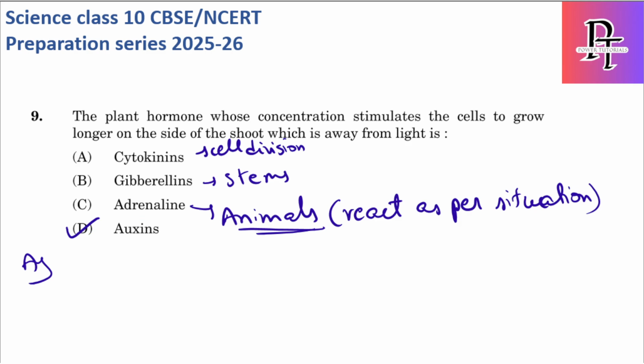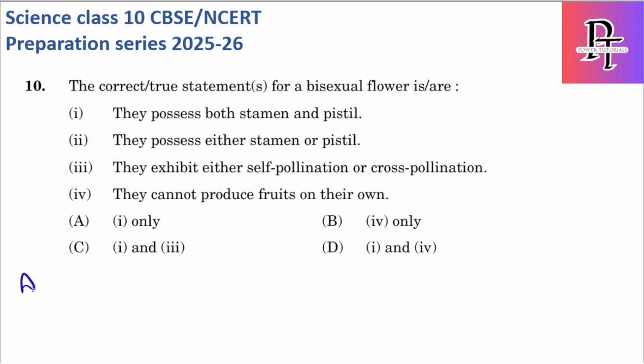Okay. Next, move to the 10th one. Choose the true statement for bisexual flowers. They possess both stamen and pistil. True. They possess either, wrong, because they will have both. Okay.